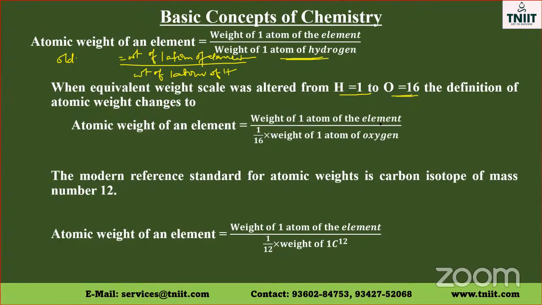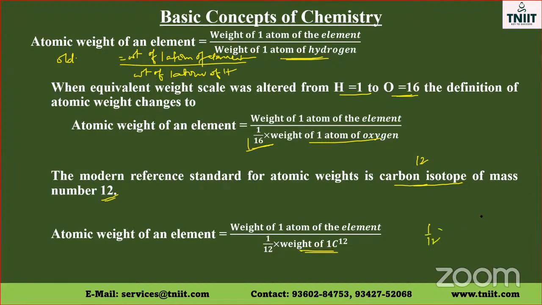atomic weight changes to weight of one atom of the element to 1/16 the weight of one atom of oxygen. Again, we understand that oxygen atomic mass is not exactly 16, I told you. So in modern reference, standard for atomic weight is carbon isotope. Now, carbon-12 isotope, because the atomic mass of carbon-12 isotope is exactly 12. So atomic weight of an element is defined as the ratio of mass of one atom of an element to 1/12 the weight of carbon-12 isotope.